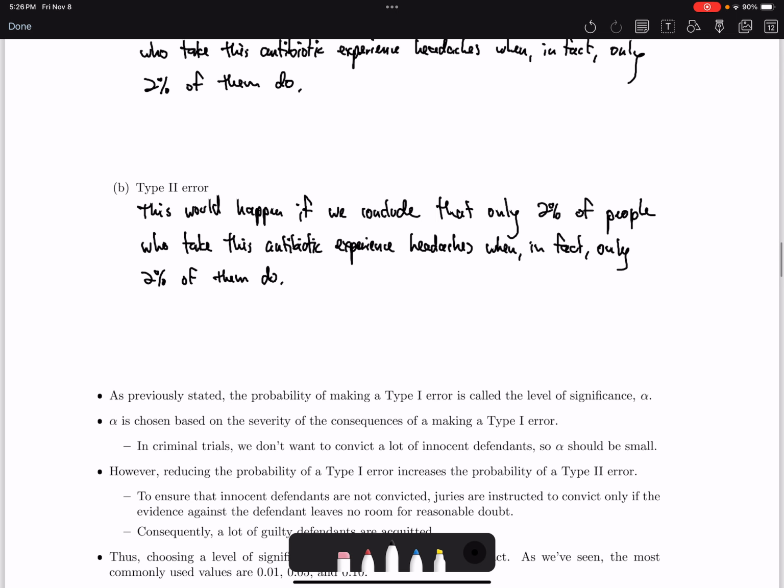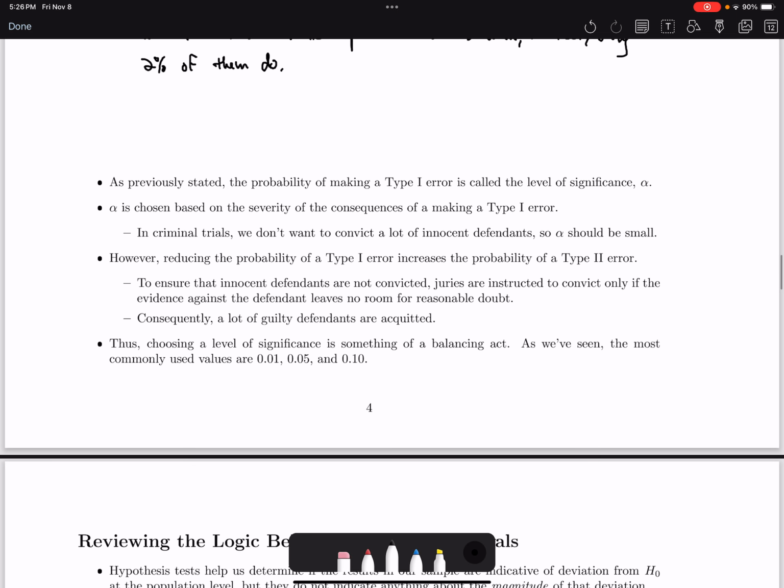Now, as previously stated, the probability of making a type 1 error is called the level of significance, alpha. Alpha is chosen by the researcher based on the severity of the consequences of making a type 1 error, because alpha is the probability of doing just that, right? It's the probability of making a type 1 error. It's chosen, and all of the other parameters of the test are built based on that choice, okay?